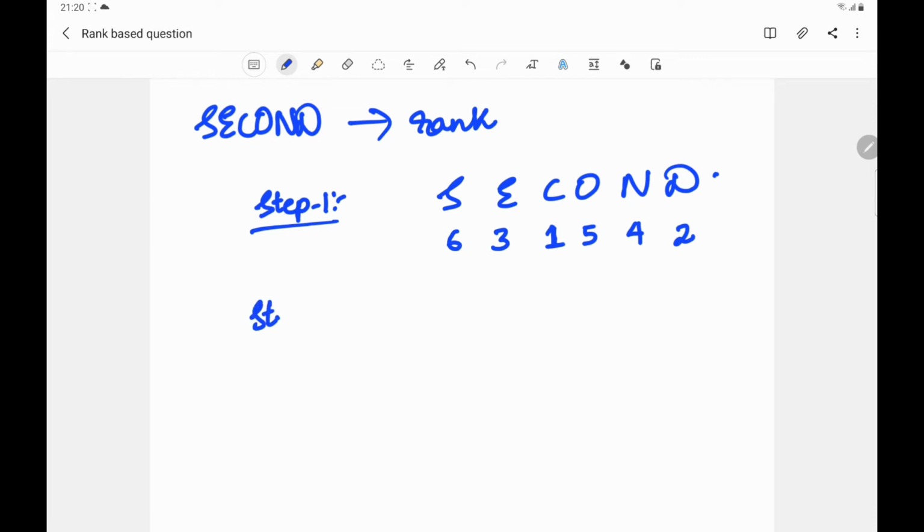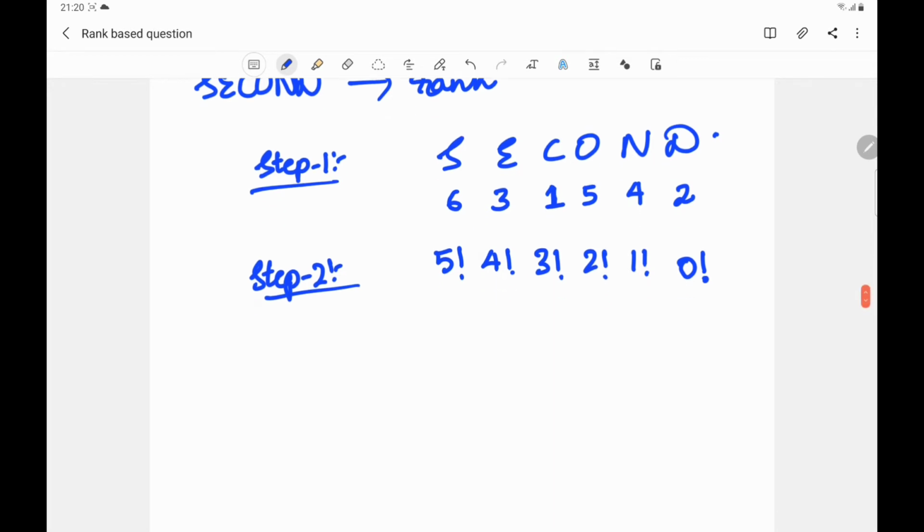So step 1 is completed, and step 2 is simply writing factorials from the right side starting with 0 factorial up to 5 factorial. Now in the third step, step number 3, what we are going to do is the ranks which we have given here, that is 6 3 1 5 4 2. So to the right side of 6, how many ranks are there that are less than 6? So there are 5 ranks. And now coming to 3, how many ranks are less than 3 and are to the right side of 3? There are 2.